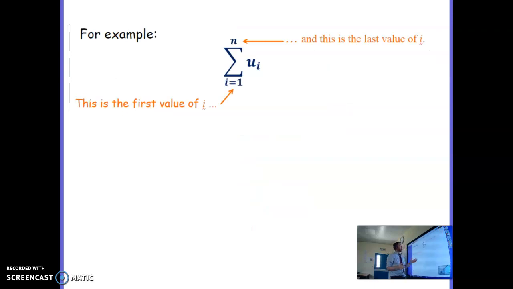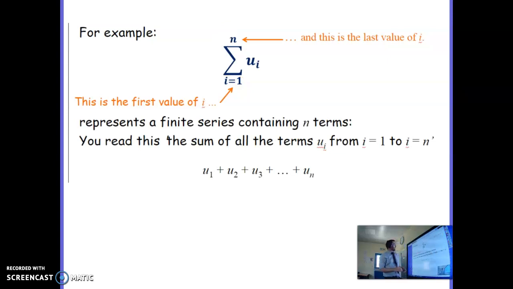So for example, here is the generalized looking at that sigma notation. The number down the bottom there, that's the first number we have for I, the first value of I, and here is the last value of I. It represents a finite series, so one that has an ending, containing n terms. And read it as the sum of all the terms from this ui from I equals 1 all the way up to I equals n. So it'll be u1, u2, u3, all the way up to un.